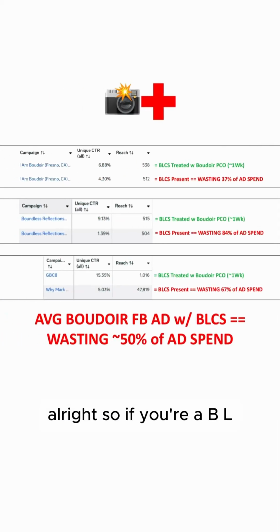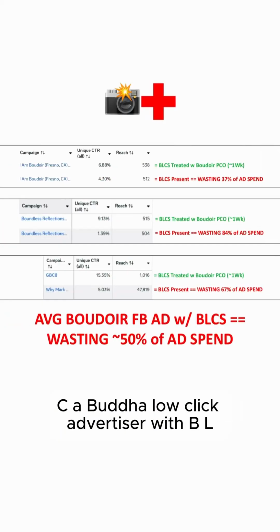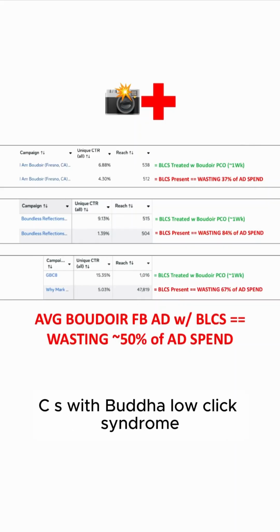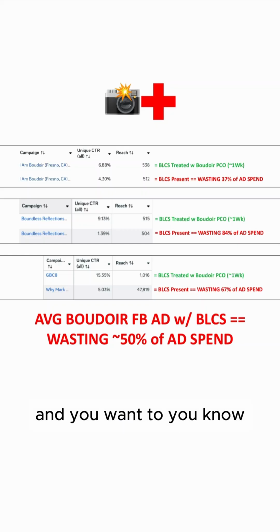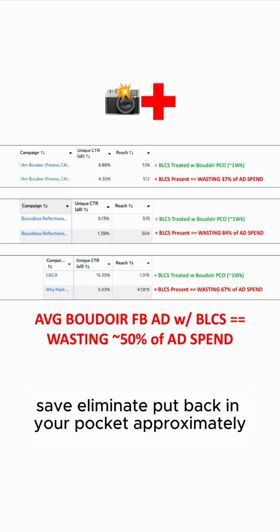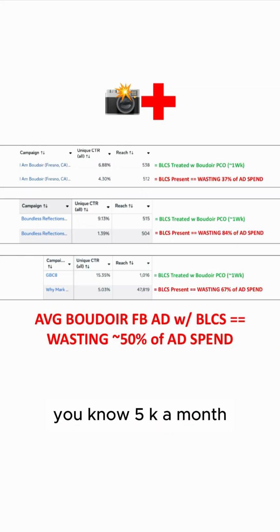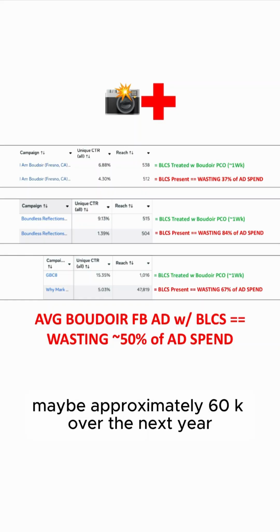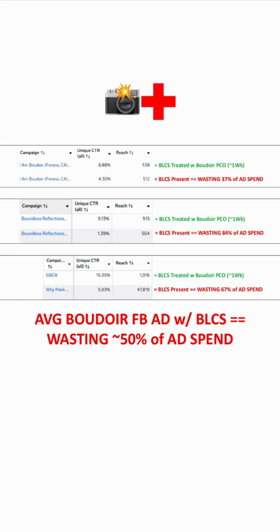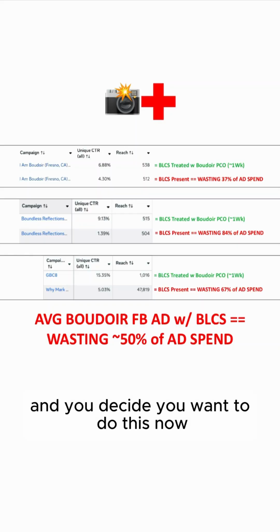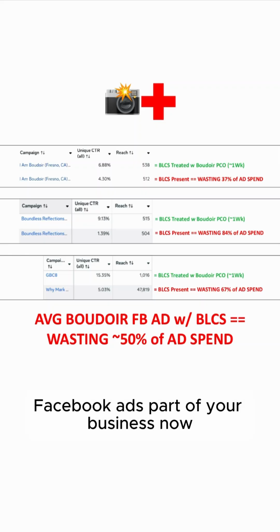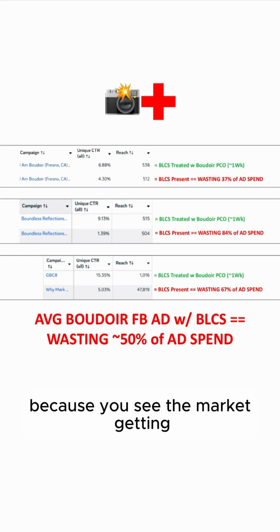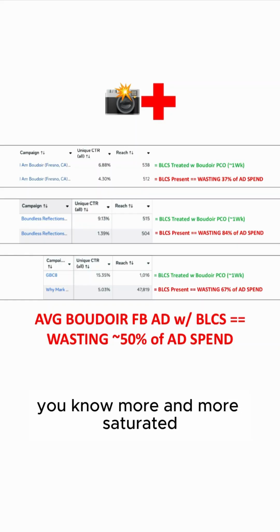All right, so if you're a BLCA, a Boudoir low click advertiser with BLCS, with Boudoir low click syndrome, and you're spending more than 10 grand a month on Boudoir Facebook ads, and you want to save, eliminate, and put back in your pocket approximately 5K a month, approximately 60K over the next year, by eliminating the wasted spend, and you decide you want to do this now because you've optimized other parts of the business and pulled profit out, but you want to pull profit out of the Facebook ads part of your business now, because you see the market getting more and more saturated, with more boudoir photographers every day.